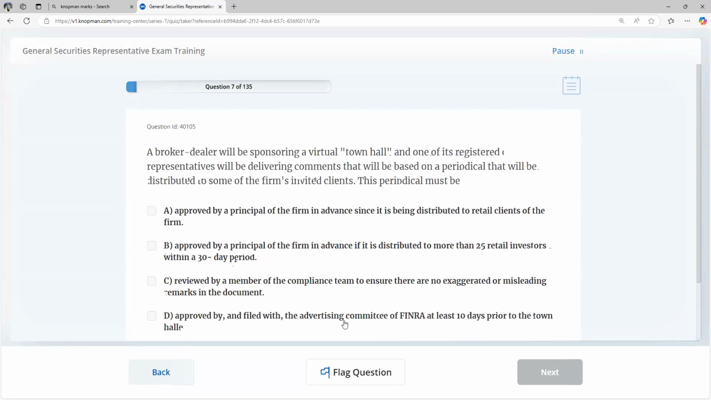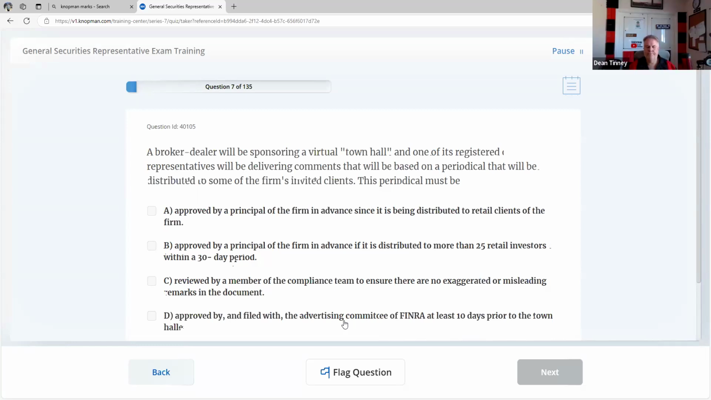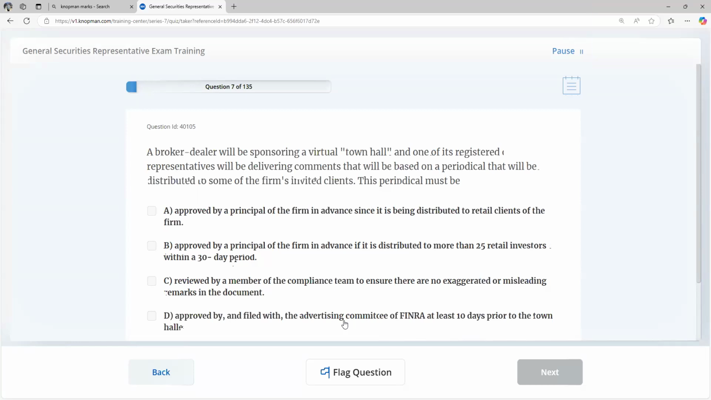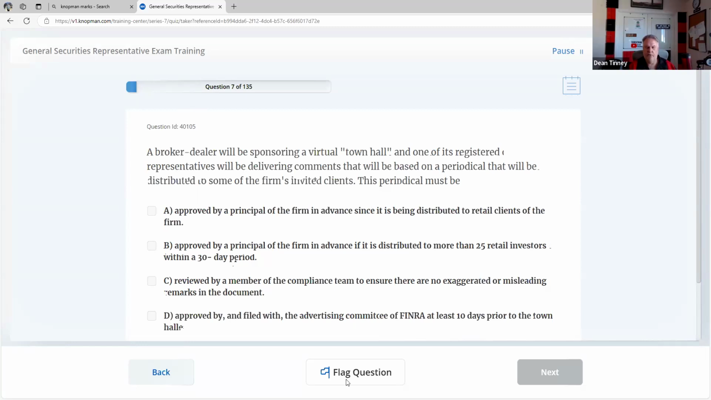It doesn't tell us how many, which makes me believe it could be a communication. So it would need prior approval. I think this one will flag. Which one are you going with?